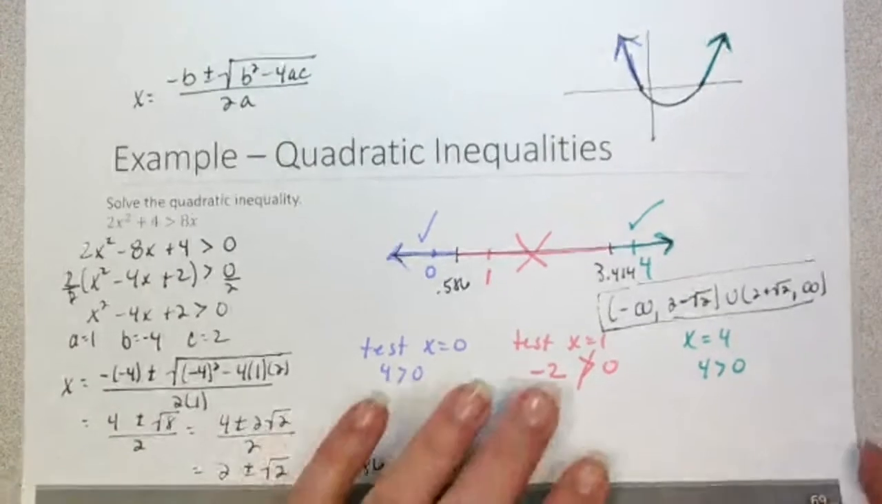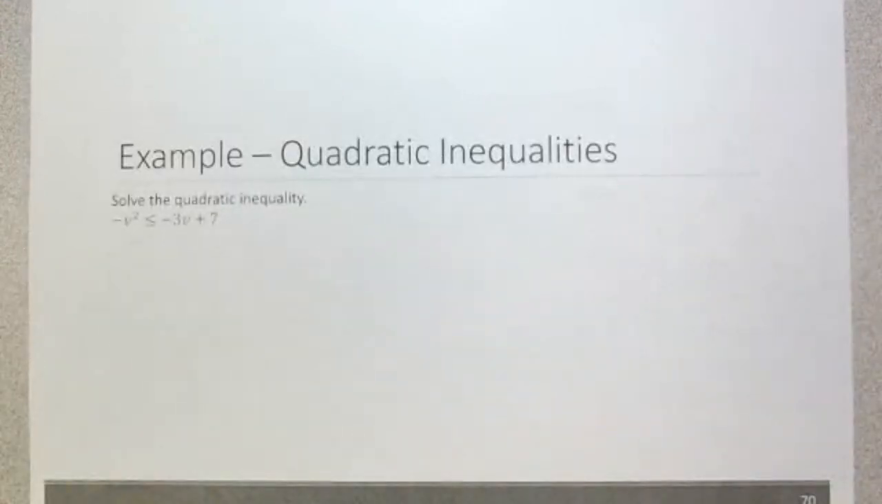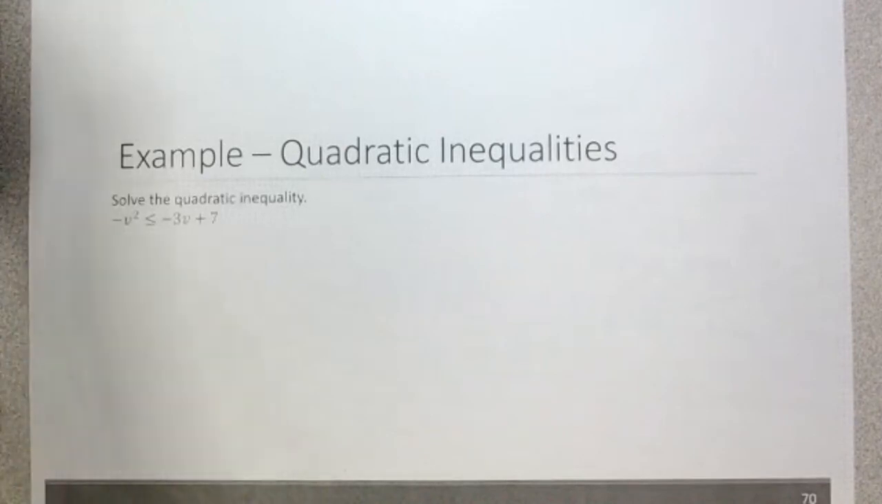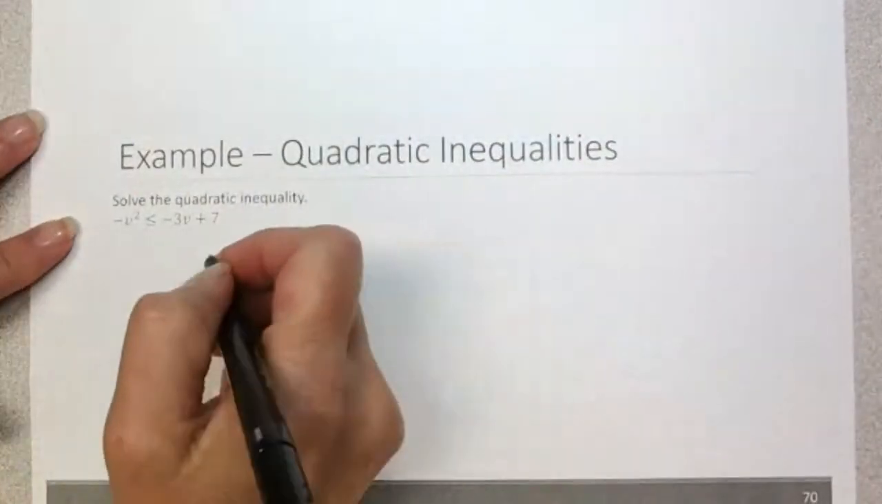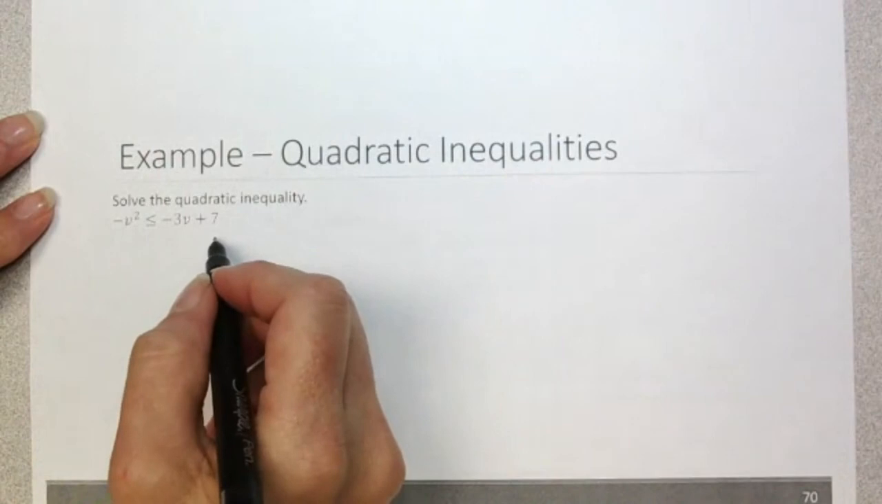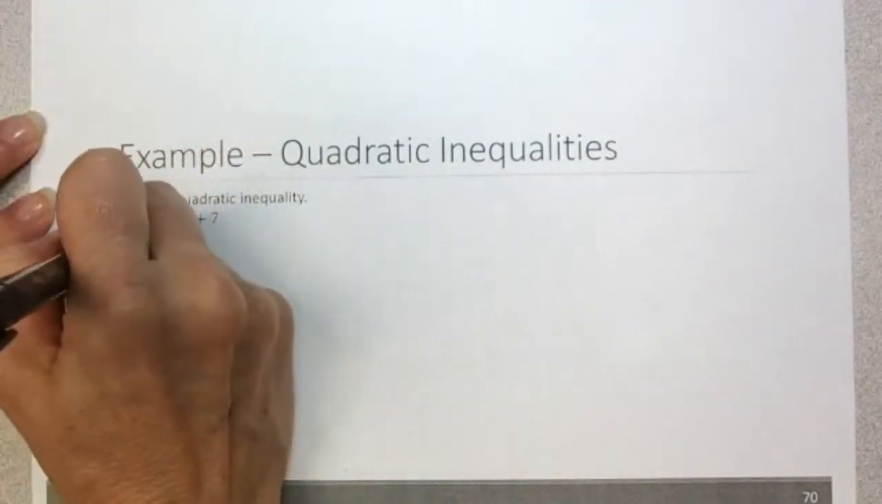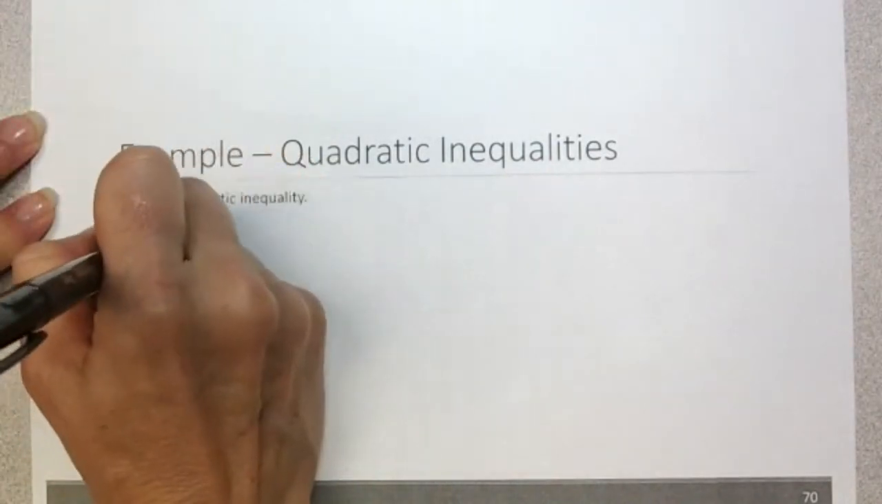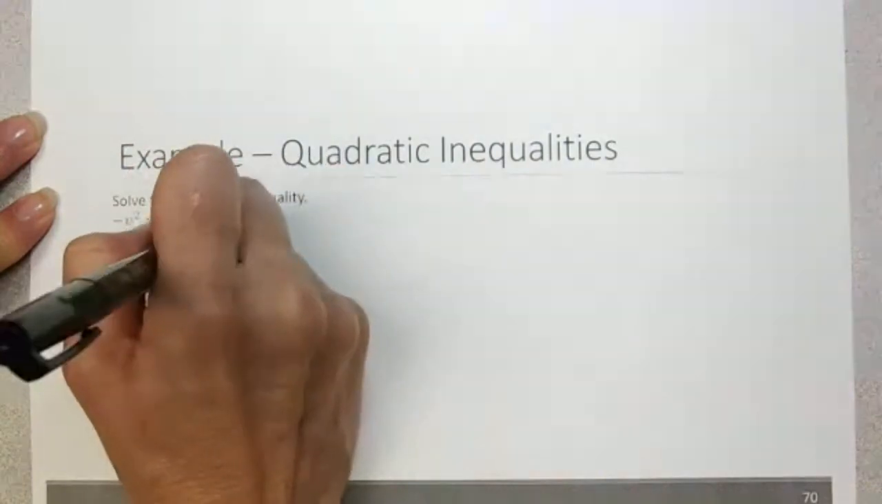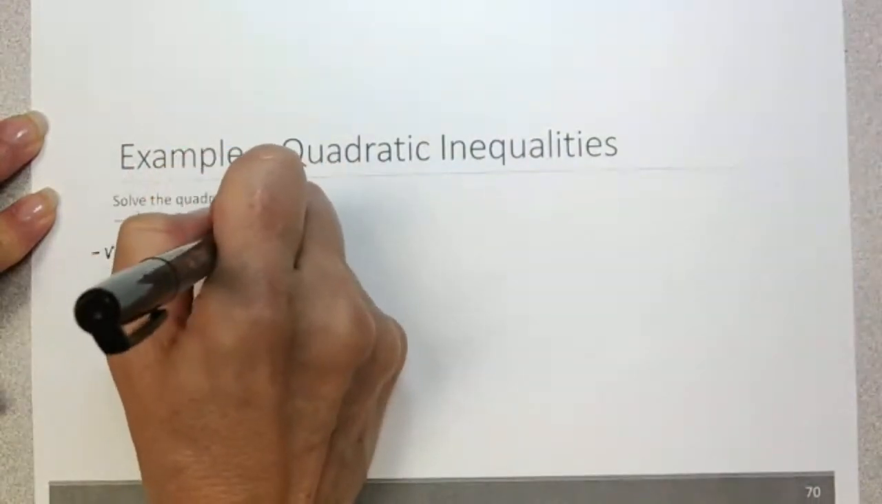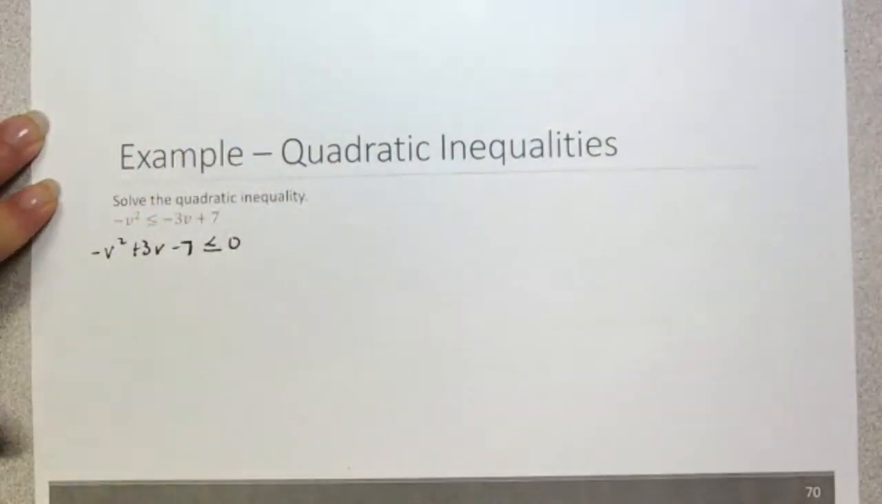Okay, should we do another example? Let's do one more. Why not? Okay, here's another one. It's not in the right format yet. Let's put it in the right format. So we'll move everything over to the left. Negative v squared plus 3v minus 7 is less than or equal to 0.